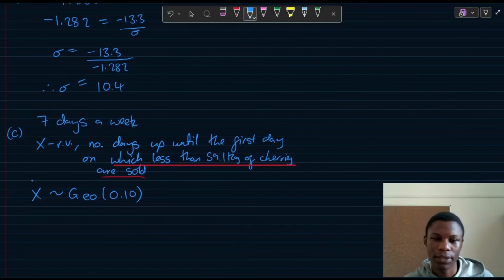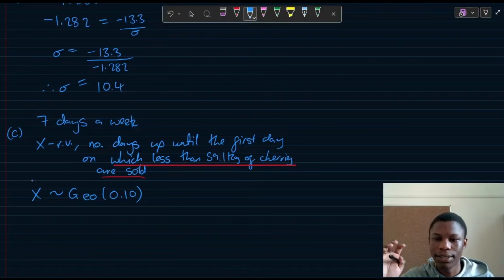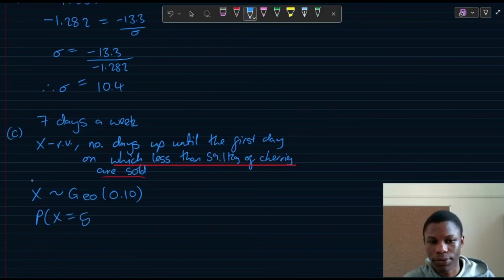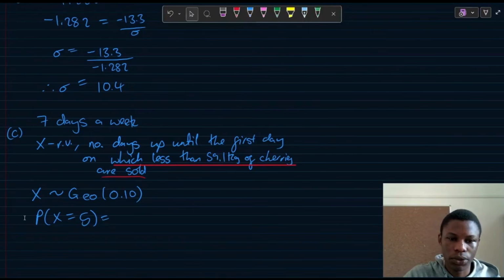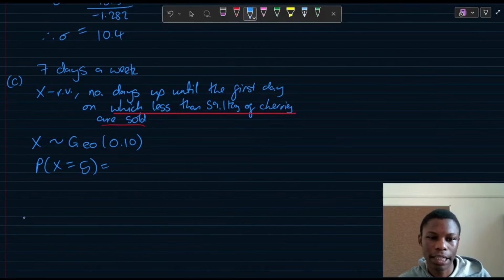That's our probability of success. And so coming back to our question here, they're saying find that the first day this happens is the 5th day. So the probability that x is equal to 5. We have our first success on the 5th day. And you go to your MF19, you get your formula for probability of a geometric distribution, and that's going to be q to the n minus 1 times p.